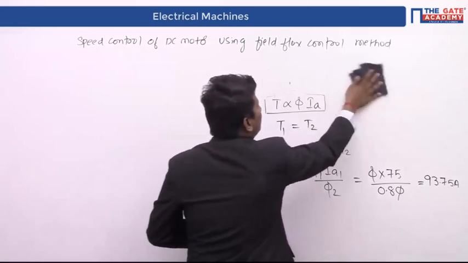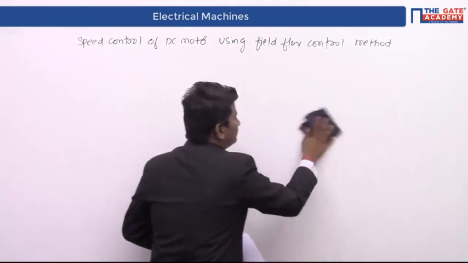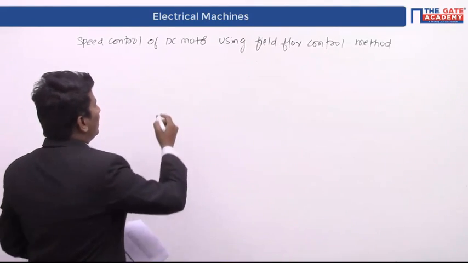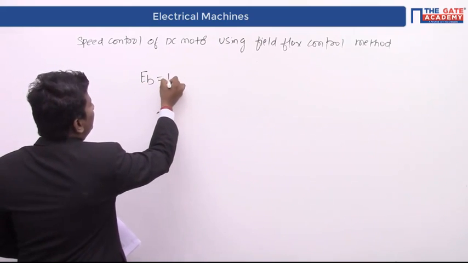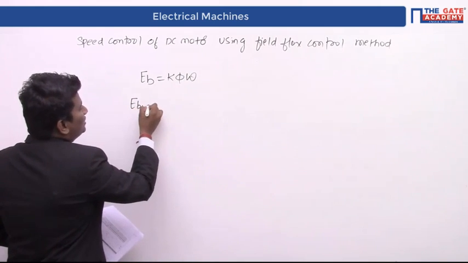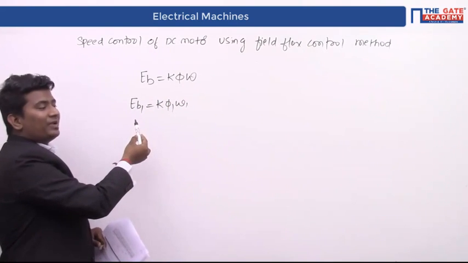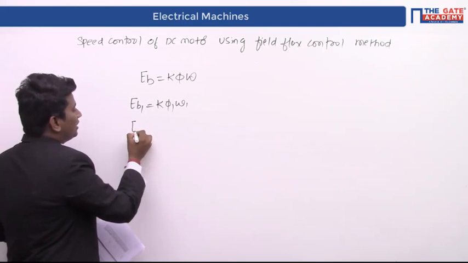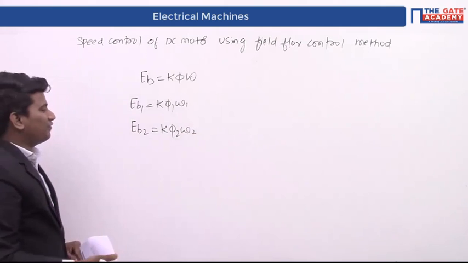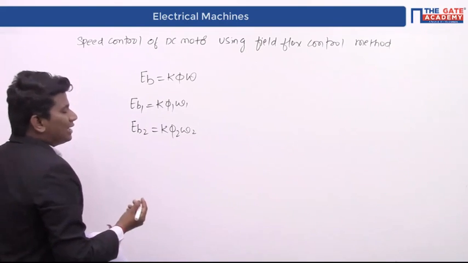As we know, the relationship between back EMF, the flux, and the speed is EB is equal to K into phi into omega. So I can write EB1 is equal to K into phi 1 into omega 1. It means before changing the flux, what is the back EMF? Similarly, EB2 is equal to K into phi 2 into omega 2. After changing the flux, what is the EB2? So therefore, I can find out the speed from this. Let us see how to solve this question.